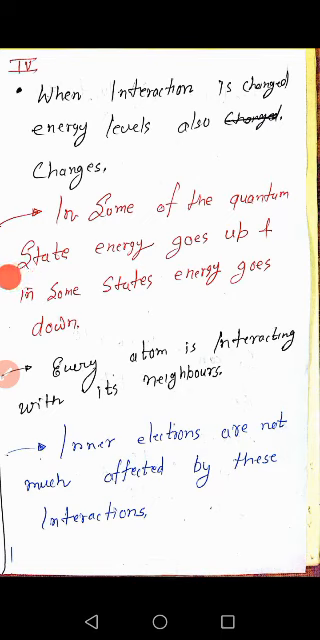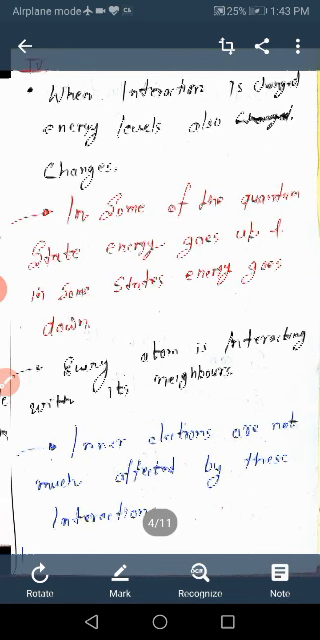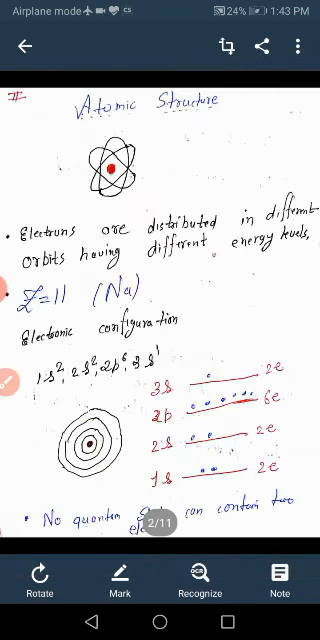So if the solid is formed, then those atoms are coming close to one another, and in that close proximity, all those forces that a charge exerts on another charge are there, and the energy level is also there. So when the interaction is changed, the energy level also changes. In some of the quantum states, energy goes up, and in some, energy goes down. So here we have these quantum states.